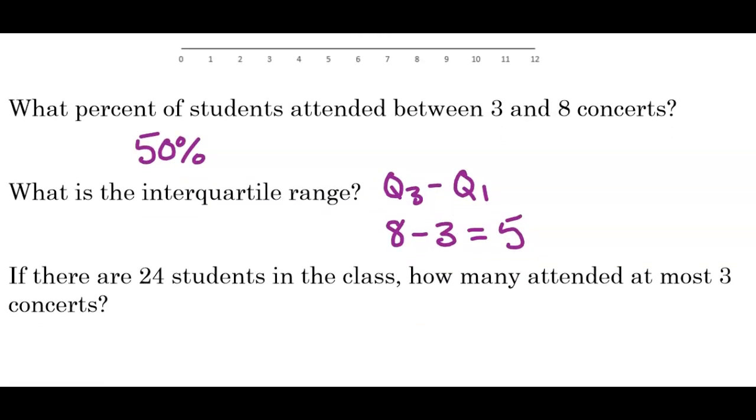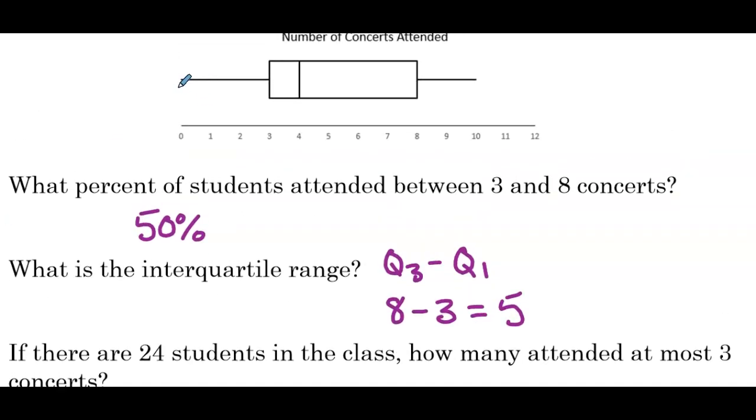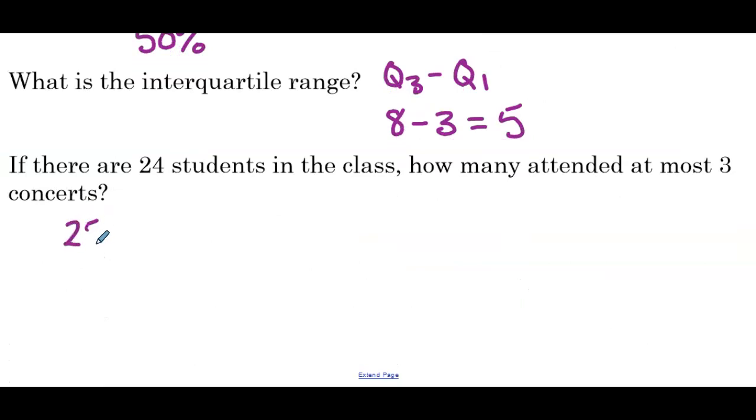If there are 24 students in the class, how many attended at most 3 concerts? Okay, so at most would be from 0 to 3, which we identified as 25% of the data. So 25% of the 24 students. How are we going to compute that mathematically? We're going to convert the percentage to a decimal, so 0.25 times 24. We can think of 0.25 as 1/4 times 24, that would be 6. So there are 6 students that attended at most 3 concerts.